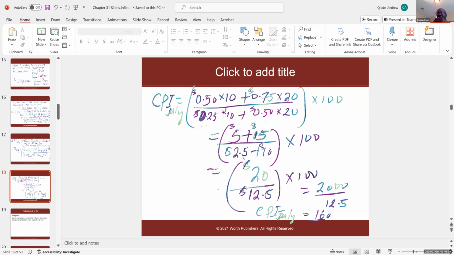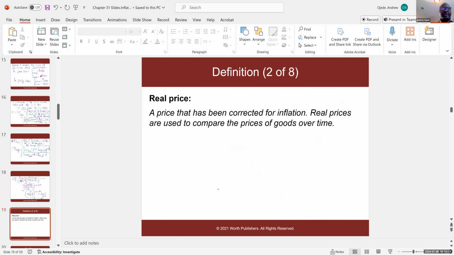Okay, but that's the formula. You take the cost of the market basket in a month or year you're calculating CPI for, divided by the cost of the same market basket in the base period, times 100. So it's very simple. Okay, so let's proceed now.